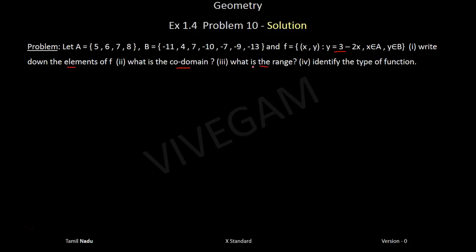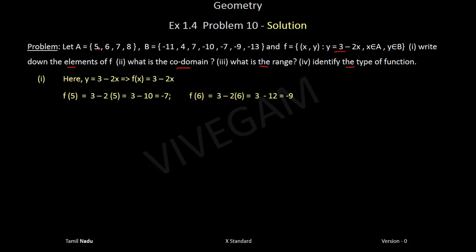And after that, we'll have to check what type of function it is. Anyway, so the first thing is let's apply the equation y equal to 3 minus 2x, that is f of x equal to 3 minus 2x, for every element of A and get the corresponding value of y. So when x is equal to 5, it is f of 5, that is 3 minus 2 into 5, so that will be 3 minus 10, that is minus 7.